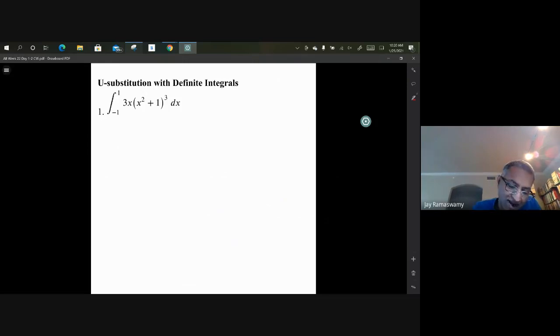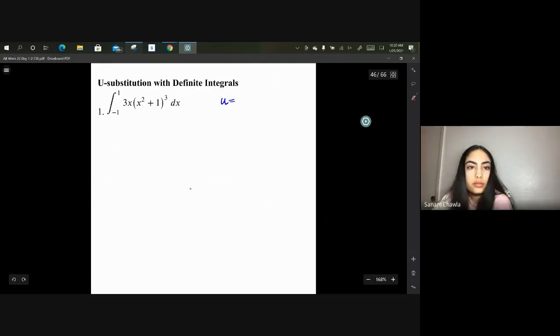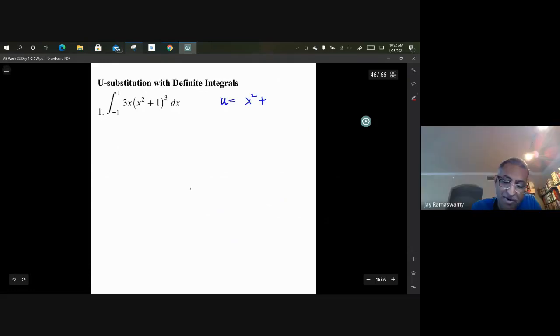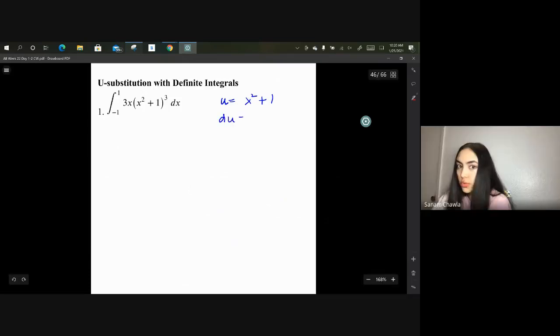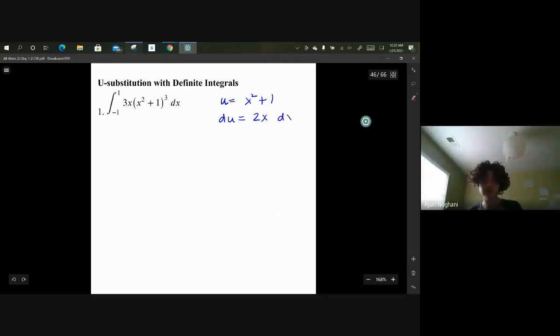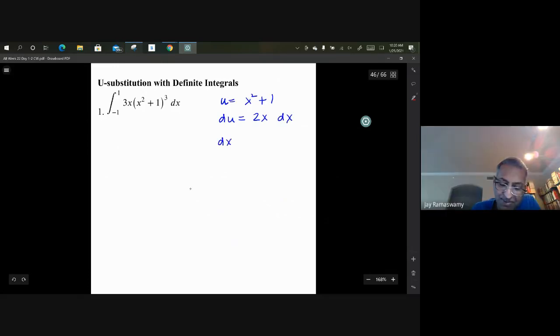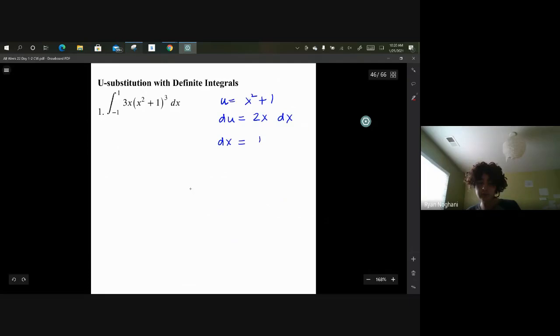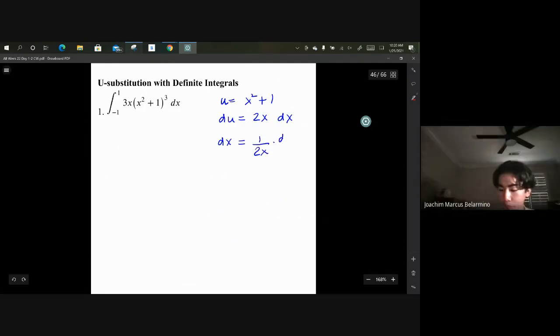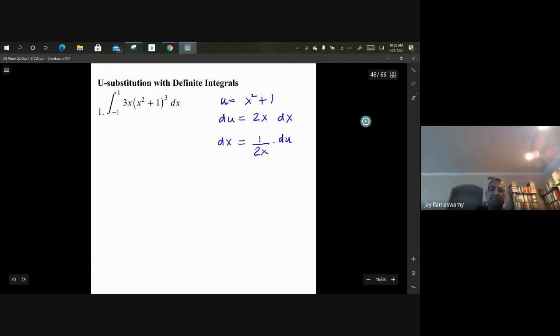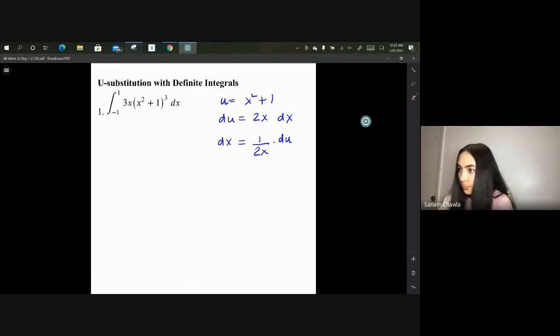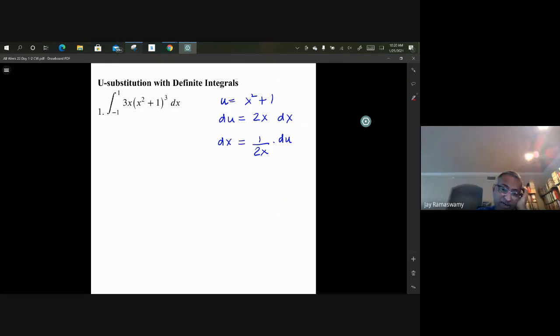Okay, go. What is u? x squared plus 1. Everybody okay there? Just choose the base of the higher power. Therefore, du equals 2x dx. Therefore, dx equals 1 over 2x times du. Is everybody okay so far? Yeah. Okay, now you're learning a shortcut.